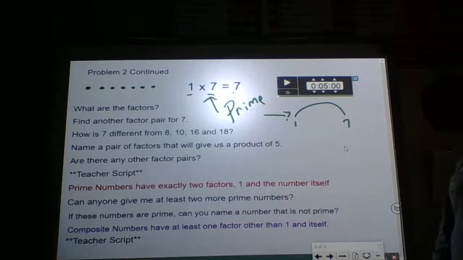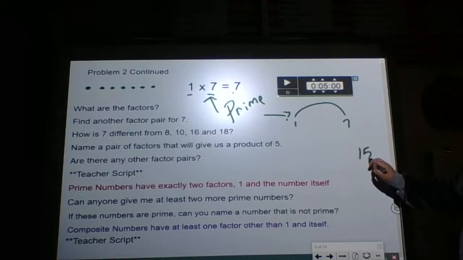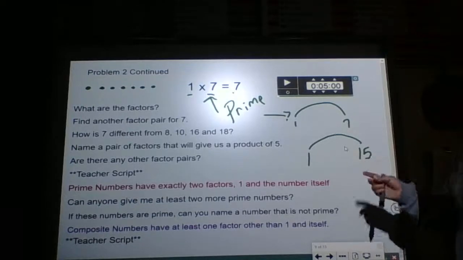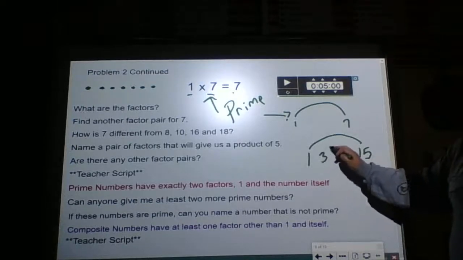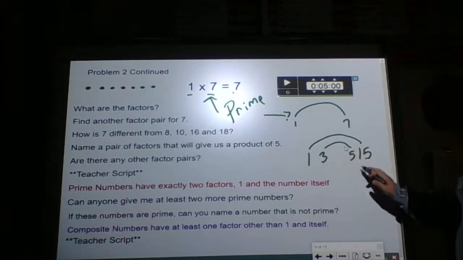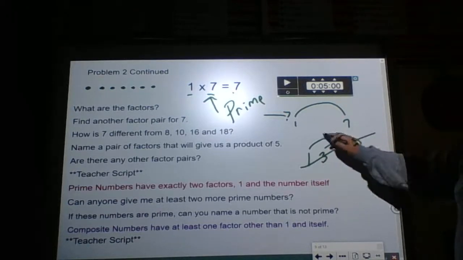I want you to think right now in your head, can you tell me out loud a prime number? A number that's prime? Some people sometimes are like 15. Well, let's check 15. 1 and 15. Well, 2 won't do it because it's not even. 3 and 5, boom. As soon as we got that second arc, this is already composite, so 15 won't work.